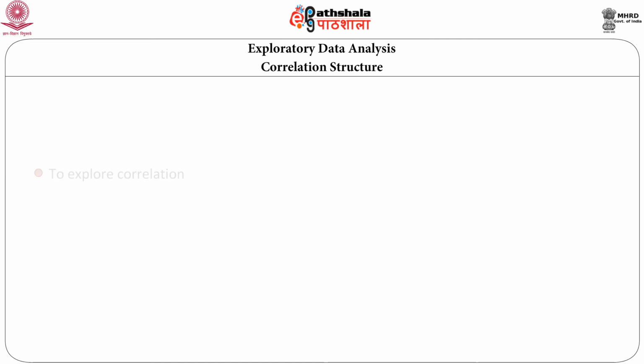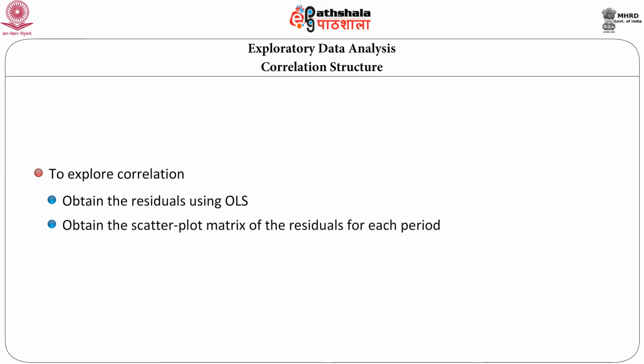Now to explore the correlation structure, one needs to perform the least squares and obtain the residuals. Again, from the residuals, a scatter plot matrix can be generated for the group of time or the period in which we are interested, and inferences can be made. Finally, we are left with the correlation structure.